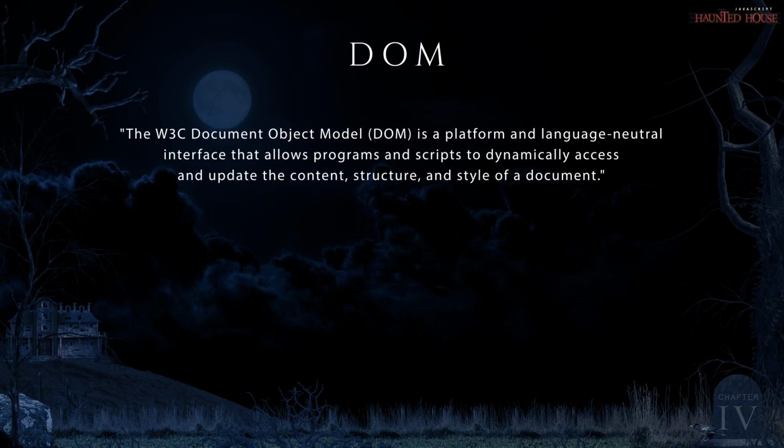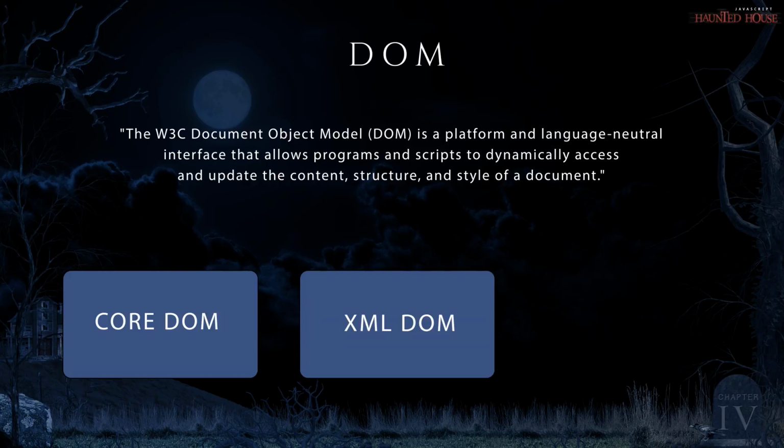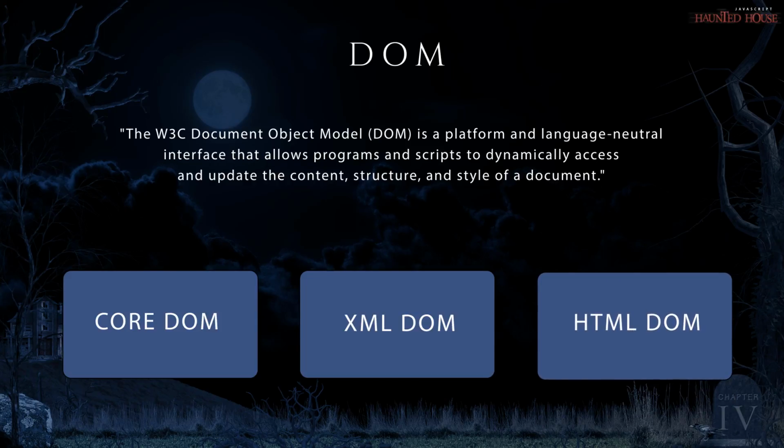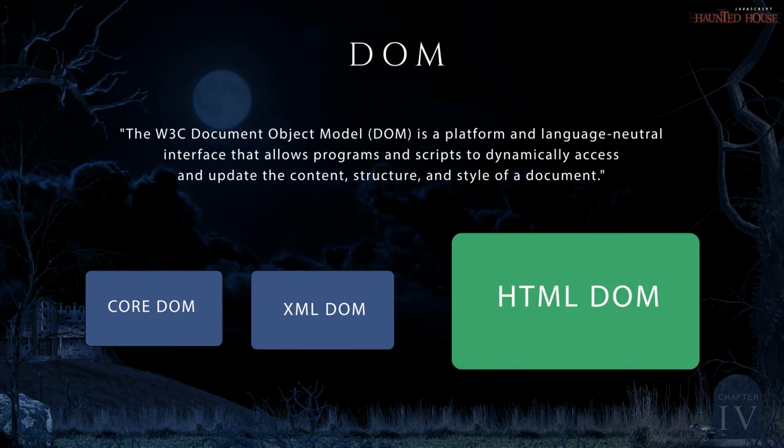The W3C DOM standard can be divided into three parts. Core DOM, which is a standard model for all types of documents. The XML DOM, standard model for XML documents. And the HTML DOM, which is a standard model for HTML documents. We're going to cover the HTML DOM in this chapter.